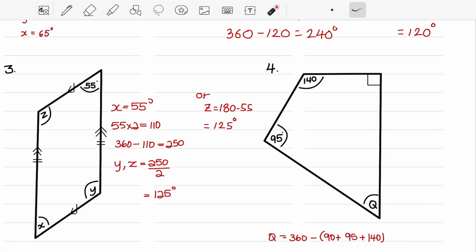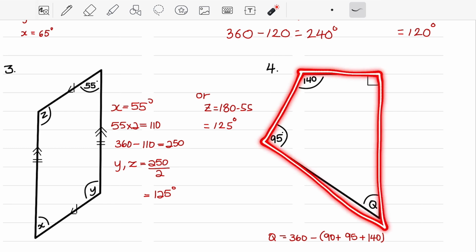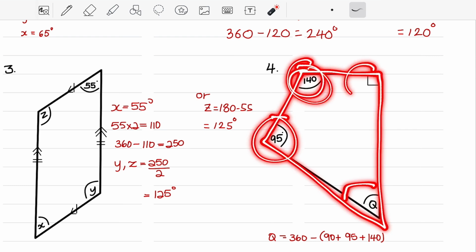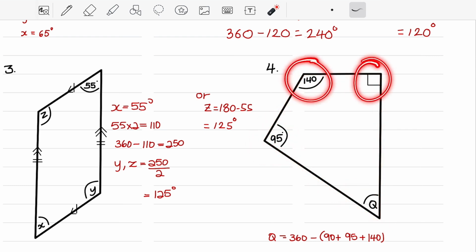And number 4, again, the angles in a quadrilateral sum to 360 degrees. So if we add all of these, 1, 2, 1, 2, 3, and we take it away from 360, we will get Q.